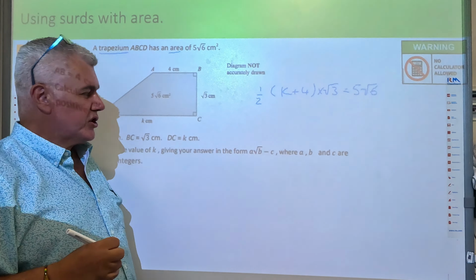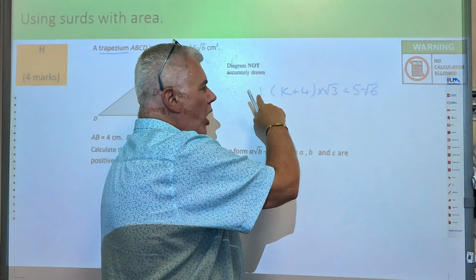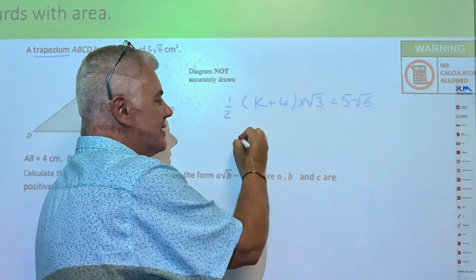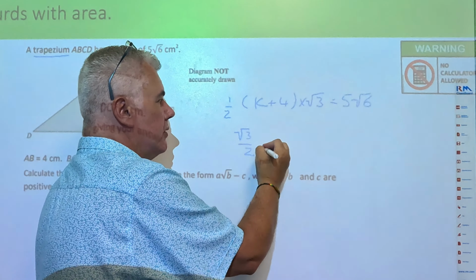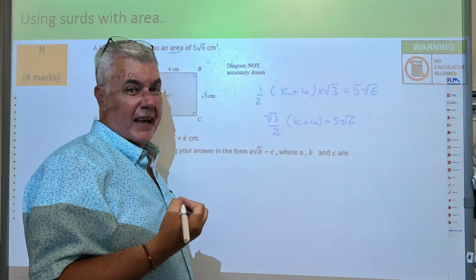So I've got a bit of manipulation now. They want me to find K. So I'm just going to simplify this a little bit. A half times root 3 is exactly the same as root 3 over 2, times K plus 4, equals 5 root 6. I want to get K on its own.